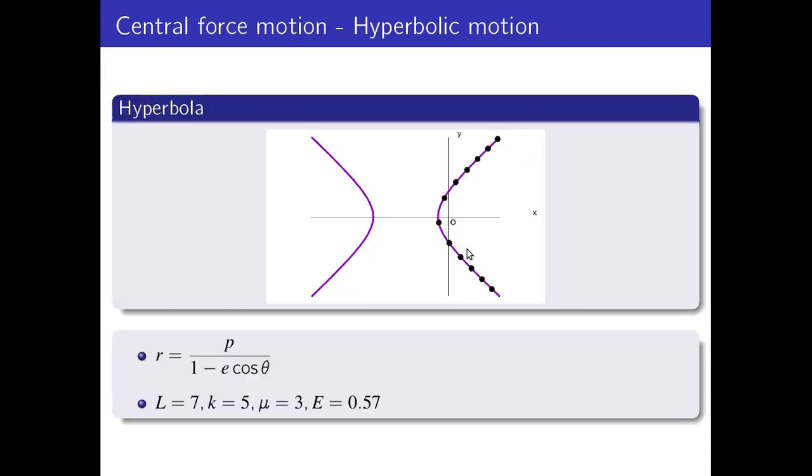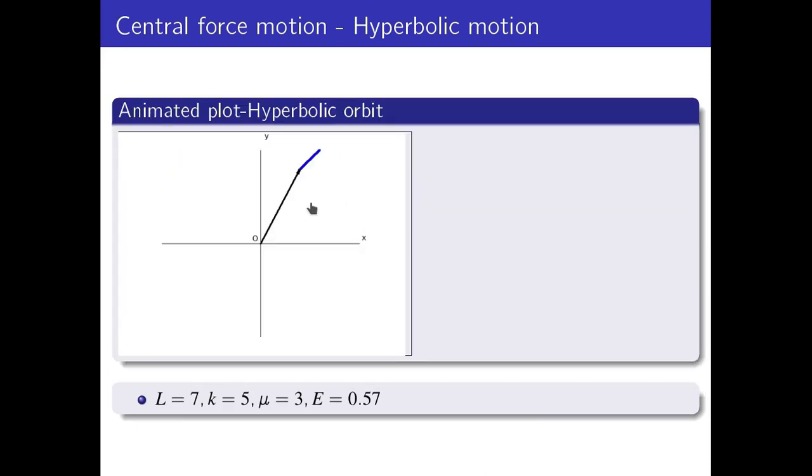These two branches of the hyperbola are drawn by using this polar form of the solution for these values. Again, the black dots are obtained from the numerical solution. As is seen, only one of the branches is obtained from the numerical solution. This is the animated plot of the numerical solution. As can be seen, as r gets smaller values, the velocity increases.